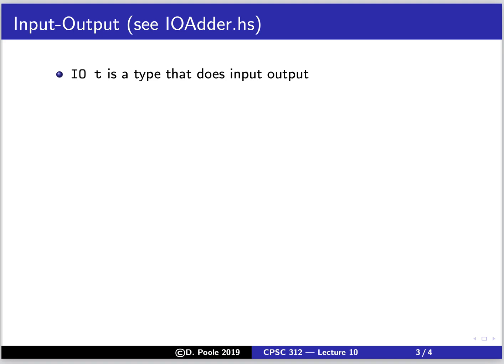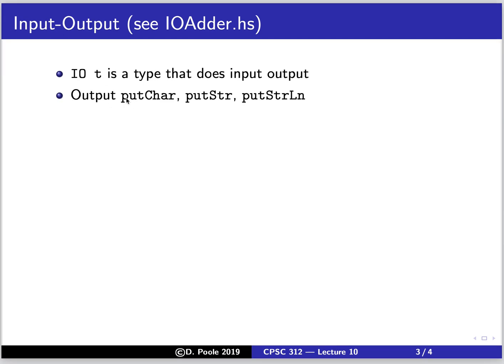The other part we're doing today is input-output. It turns out that IO of t is a type, a parameterized type that does input and output. And there are functions we're going to look at: putChar, putStrLn (put string with an end of line character). Those are the sort of functions we'll use for output. And we're going to look at getChar and getLine. This one reads a character, and this one gets a line, either from the terminal or from a string.